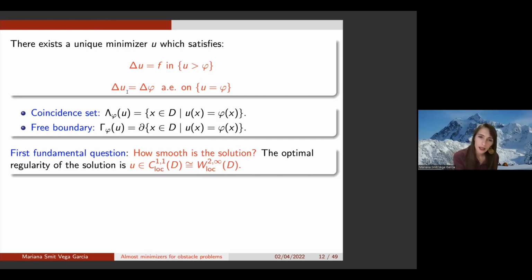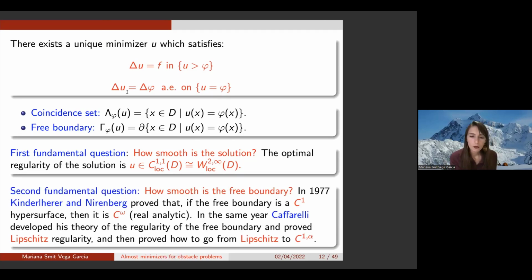So initially, you might ask yourself, I can pose this question in a very weak sense. How smooth actually is a minimizer that you find? And it turns out that the optimal regularity is C^{1,1} in the case of the classical obstacle problem. So your minimizer will be W^{2,∞}_loc. With respect to the free boundary, things can become quite interesting.